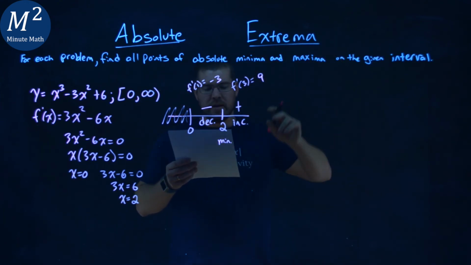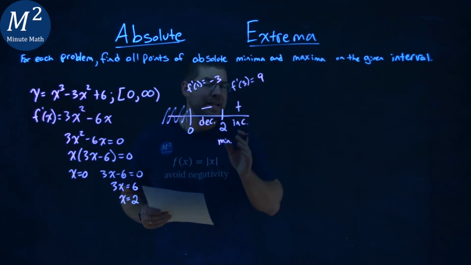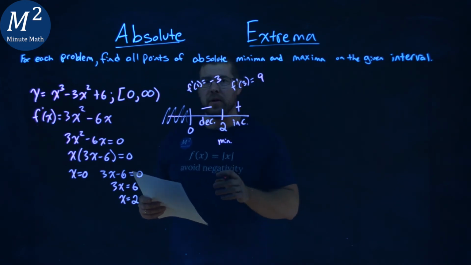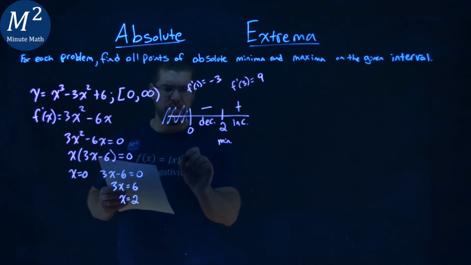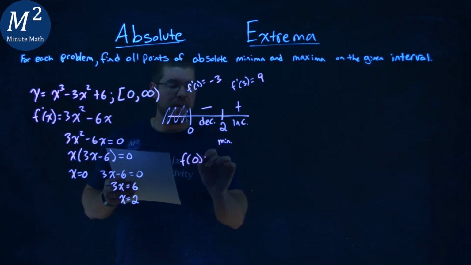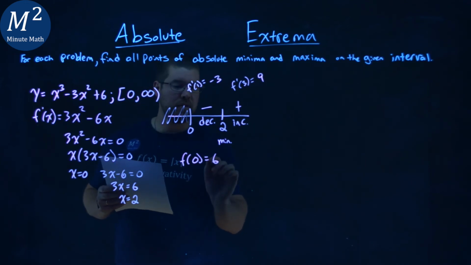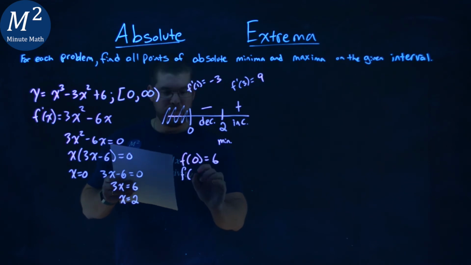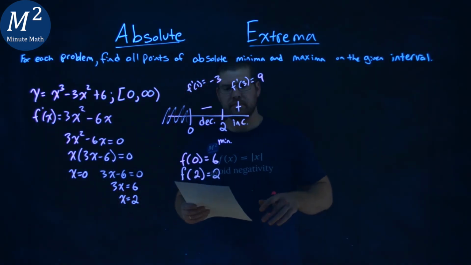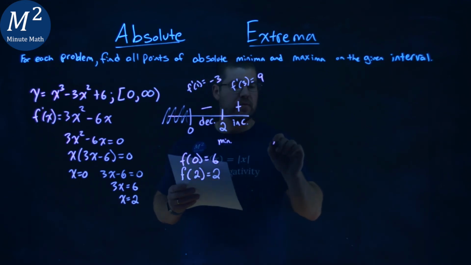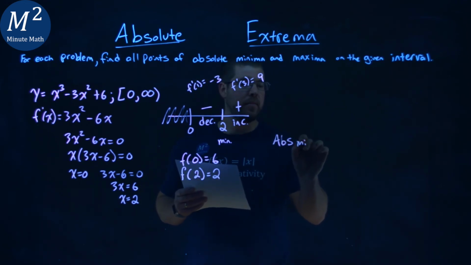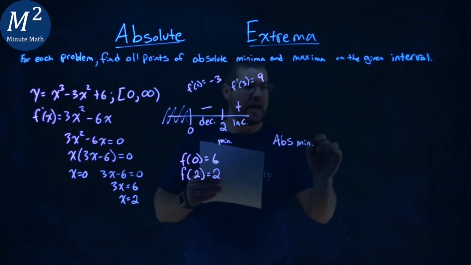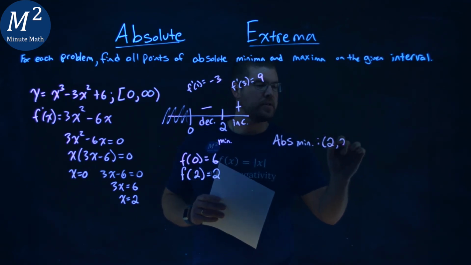So we need to check our endpoints here and the critical value, and really just that one endpoint. f of 0 came out to be a positive 6. That's the endpoint value, but the minimum value, the relative one, f of 2, came out to be a positive 2, which is less than 6. And so our absolute minimum here occurs at (2, 2).